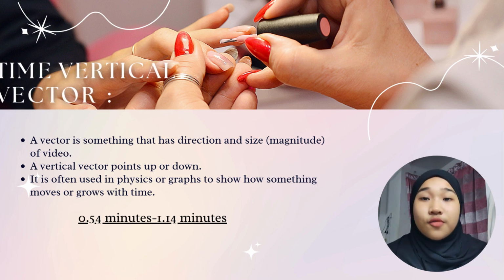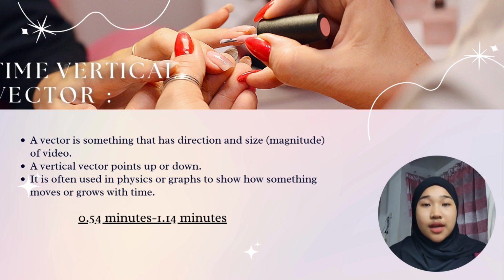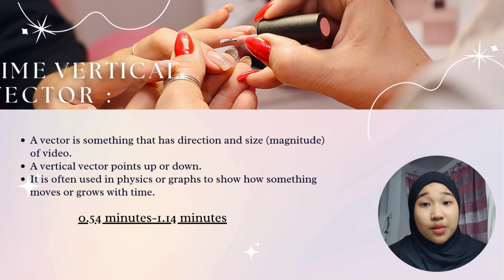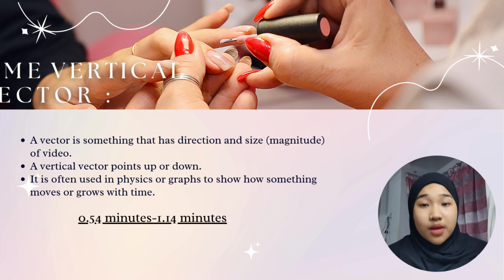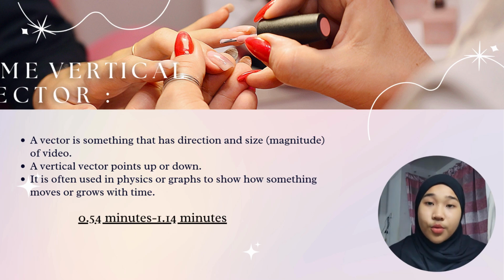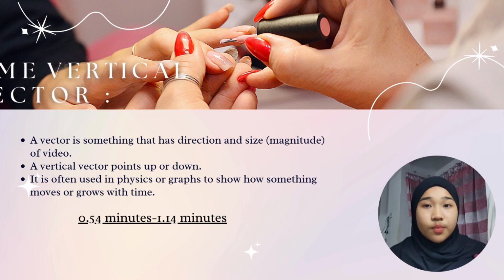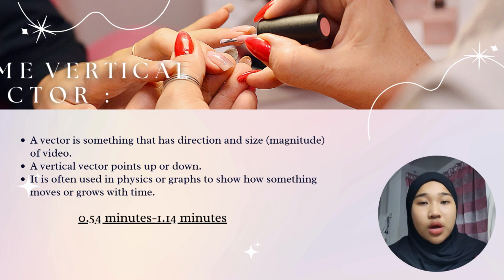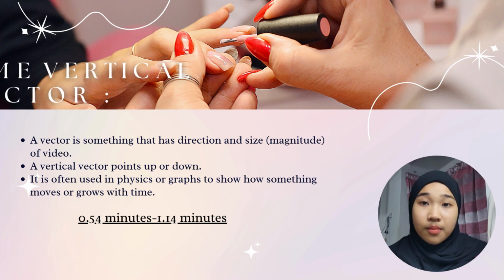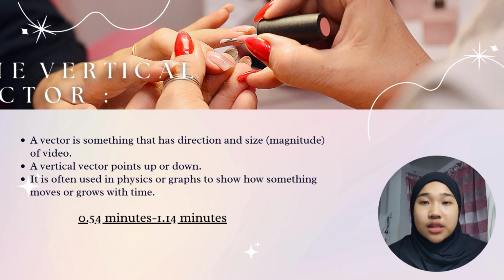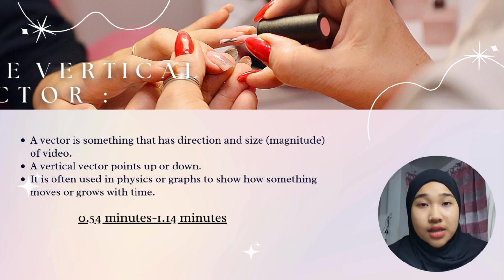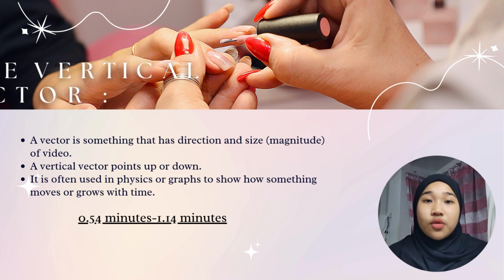First, the vertical vector. A vector is something that has direction and size, and the video is recorded in a transverse form of magnitude. A vertical vector points up and or down, and it is used to show how something moves or grows with time. This is found from minute 0.54 until 1.14. You can see how this recording is taken transversely for several seconds from right to left and so on.